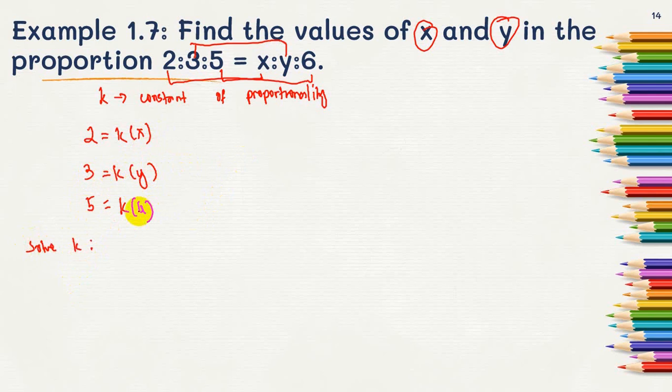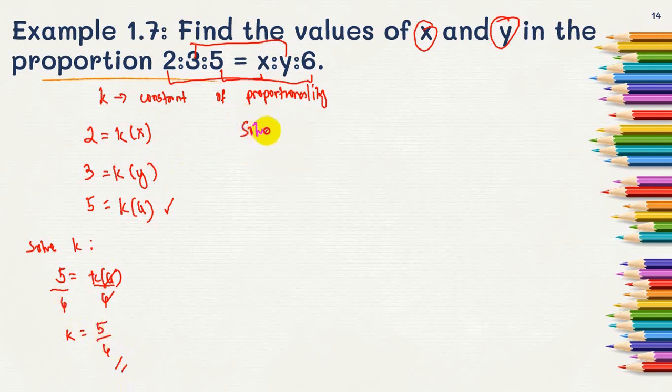So in solving for the value of k, remember that there must be only one variable that is unknown. So which among the three equations has only one variable which is unknown? So it's the third equation. So in this manner, we will be using the third equation in solving for k. So it is 5 equals k times 6. Just simply divide both sides by 6 so that you can get the value of k. So therefore, the answer is 5/6. This is just the value of k. We're not yet done.